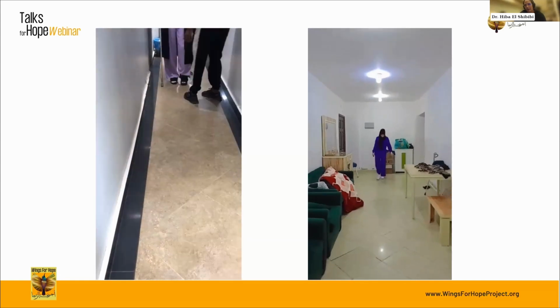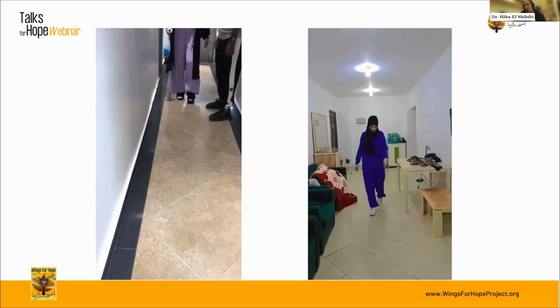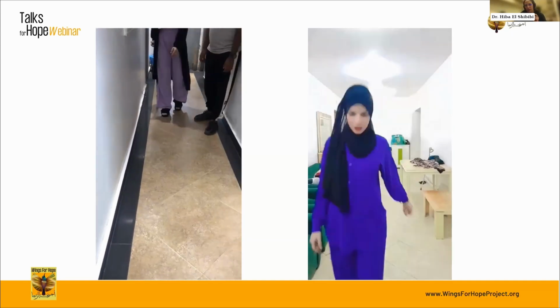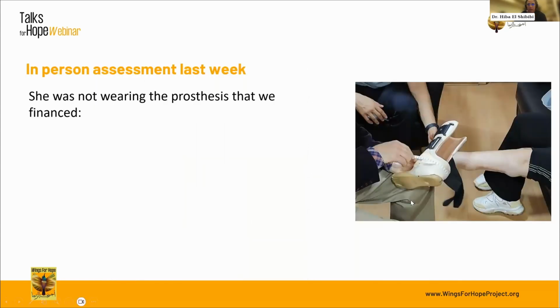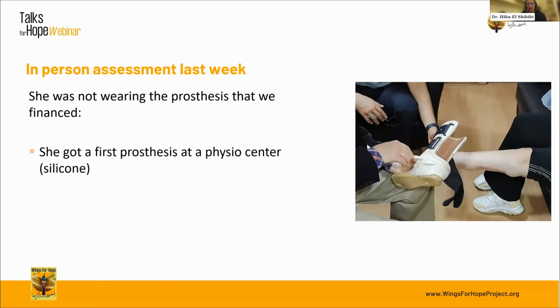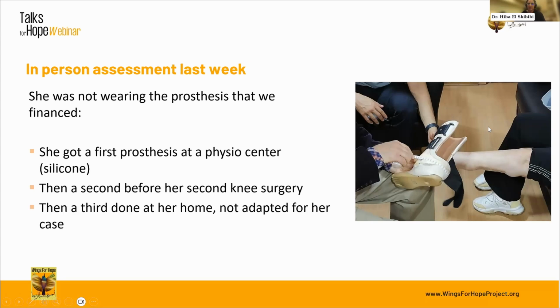And you can see that she's still limping. And on the phone, she's complaining about her knee. She never complained about her prosthesis. So when we saw her, she had this prosthesis that is not what we paid for. She got a first prosthesis at a physio center that was not adapted. Then we gave her another prosthesis, but because of the knee surgery and the conflict with the knee, she abandoned her second prosthesis. Then a big NGO went to her home and gave her this prosthesis that is not adapted.